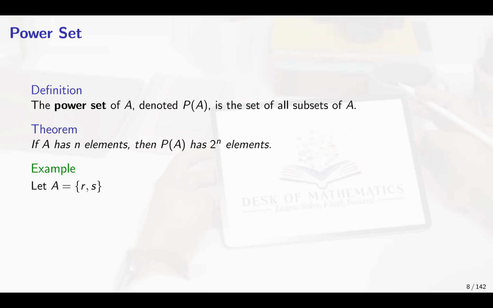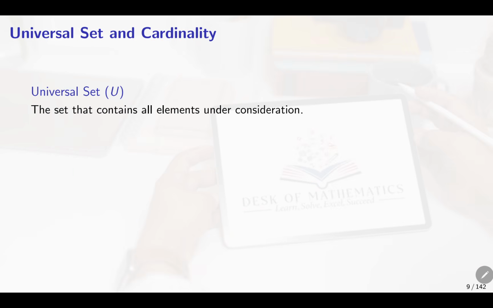For example, if A has the elements R and S, then its power set has how many elements? 2 raised to power 2, that is 4. The empty set is a subset of A, the set A itself is a subset of A, the set containing only R is a subset of A, and the set containing S is also a subset of A. So it has 4 elements. You can check the cardinality of the power set is 4.